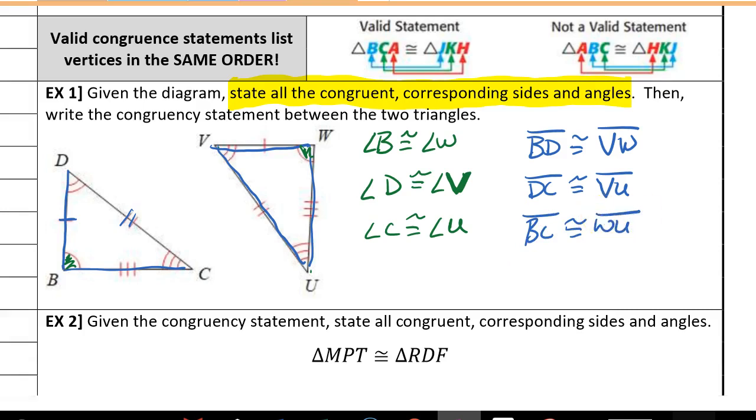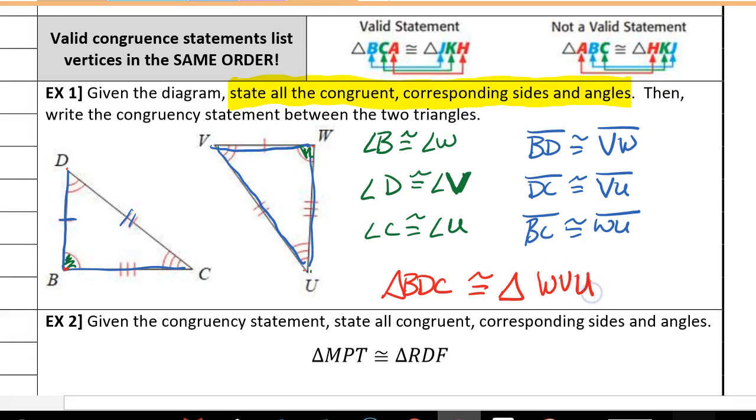Now, for the overall congruency statement, I'm going to start in the first triangle. I like to go in the order of the tick marks that I've made. So triangle BDC is congruent to, now in my other triangle, we're going to follow the same order. So 1 to 2 to 3. So WVU. Now, the order that you choose doesn't actually matter as long as you're consistent in both triangles.